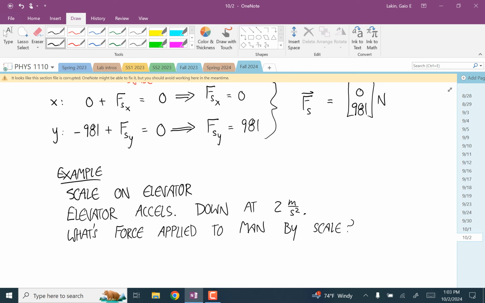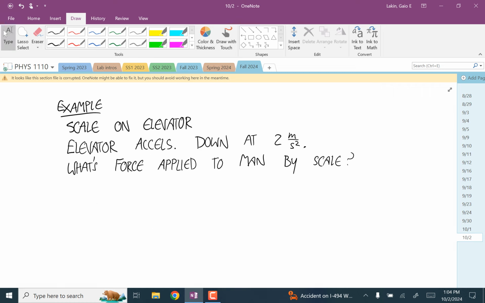Okay, this is just like a quiz. If the elevator is accelerating down at 2 meters per second squared, does that mean that the elevator is moving down? Not necessarily. There's two things that could be happening. If it's moving down and its acceleration is down, is it speeding up or slowing down? Speeding up. If it's moving up, it can still be accelerating down. What would be happening in that case? Slowing down. That's right.